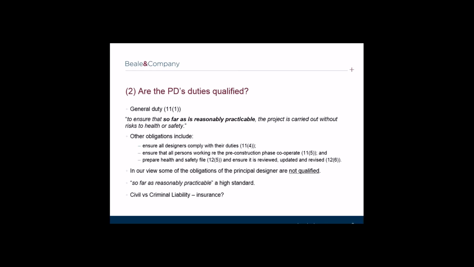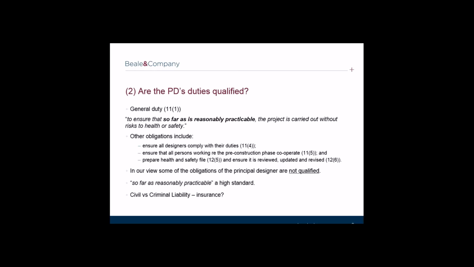Some of these duties are expressed to form part of the general duty I previously described, which, as I said, is qualified. Although the HSE has suggested in email correspondence that they consider the duties which refer back to the general duty to be qualified, in our view, there is a real risk, based on the wording of the regulations, that they would be construed as strict obligations.